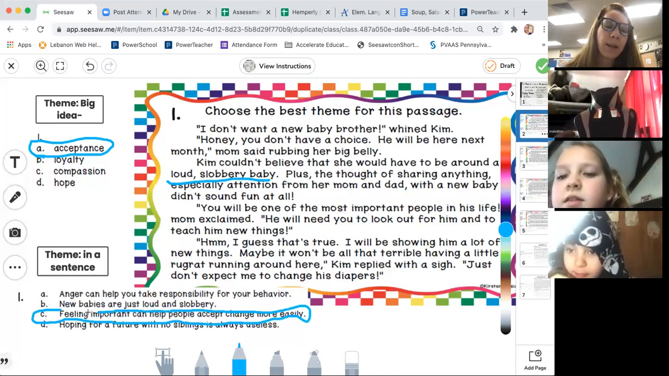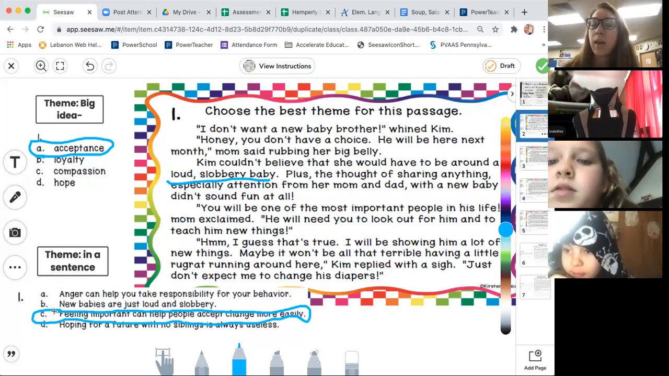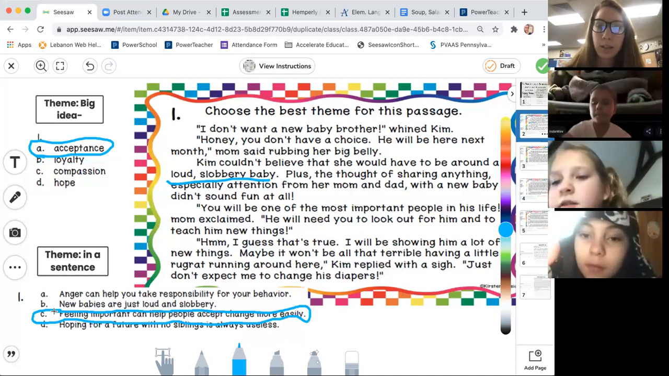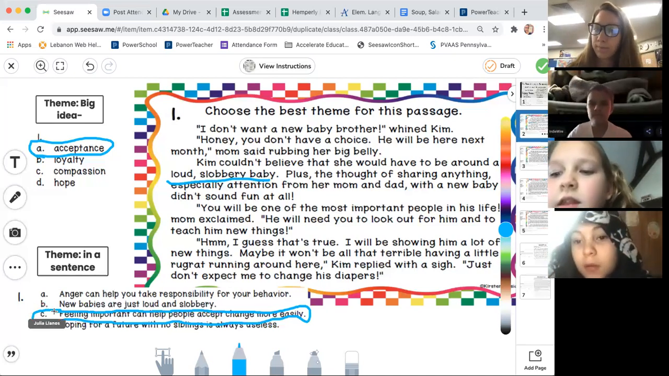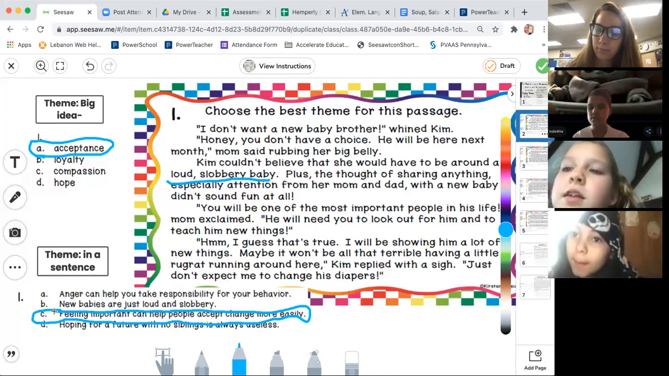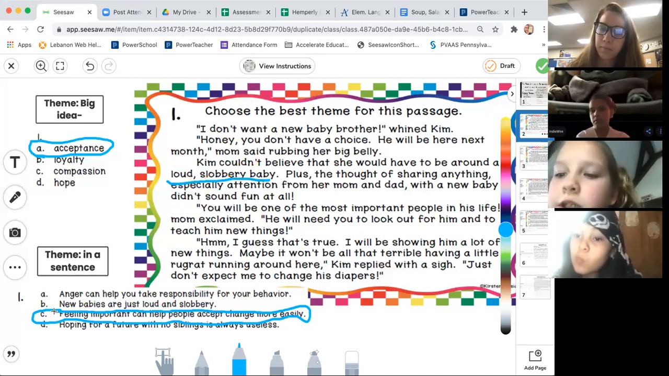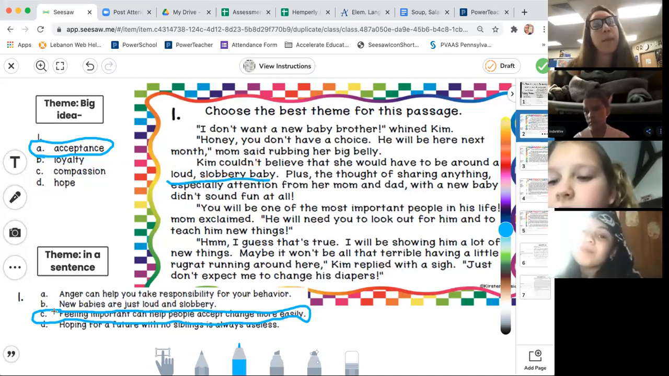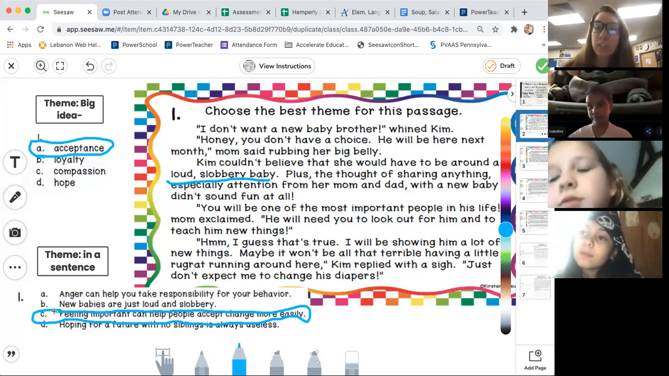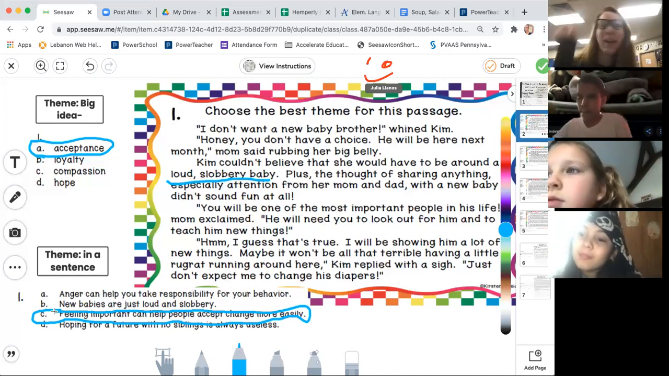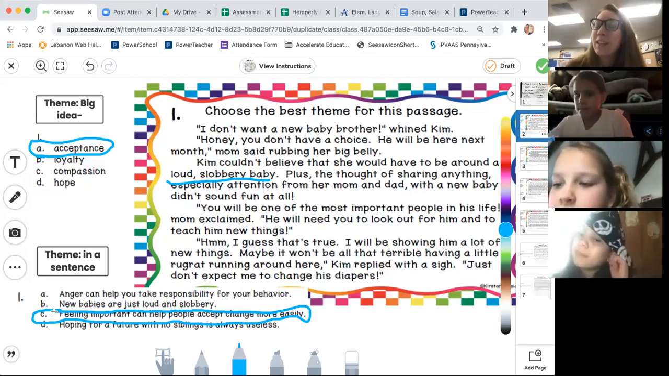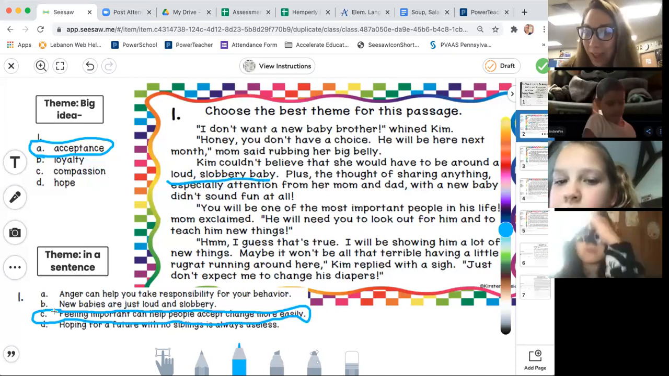Because when you feel important and when you feel like you are a part of something, it's easier to accept that as a responsibility and to accept that as a possibility in life. And it's also really important that people accept change. And you also never know, he or she might not be so loud or not so slobbery. Right, exactly. I mean, babies are loud when they cry. Babies are slobbery when they spit up. But that's only sometimes. And that's not the whole big idea. The big idea is we can accept this into our lives and our lives will still be okay.